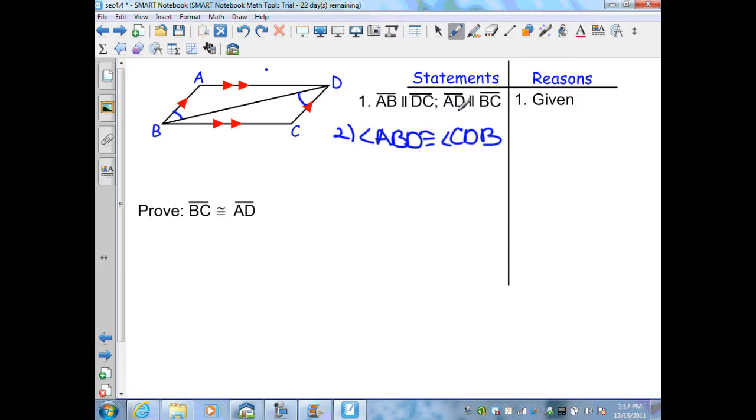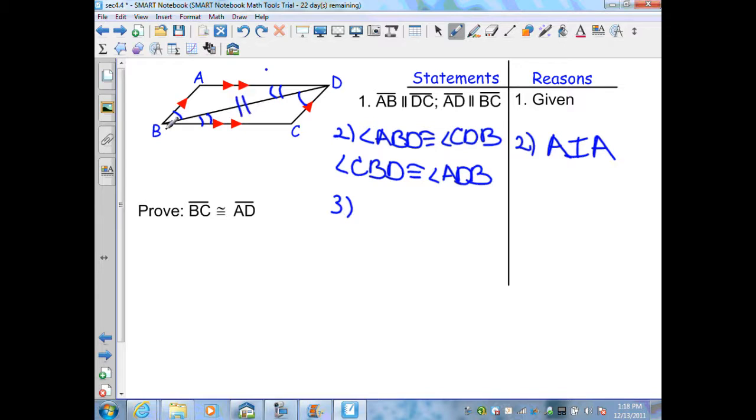I also know that AD is parallel to BC. They also create alternate interior angles, and they also are congruent because the lines are parallel. Therefore, angle CBD is congruent to angle ADB. The reason? For both, AIA theorem. If two parallel lines are cut by a transversal, then alternate interior angles are congruent.